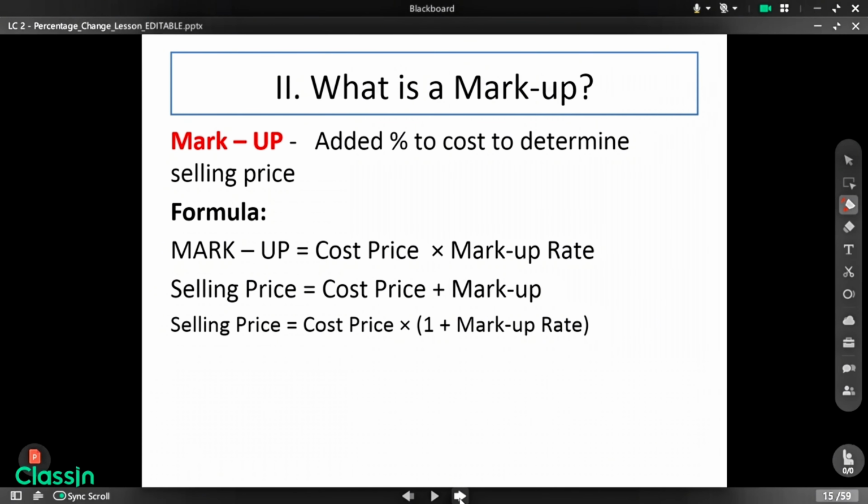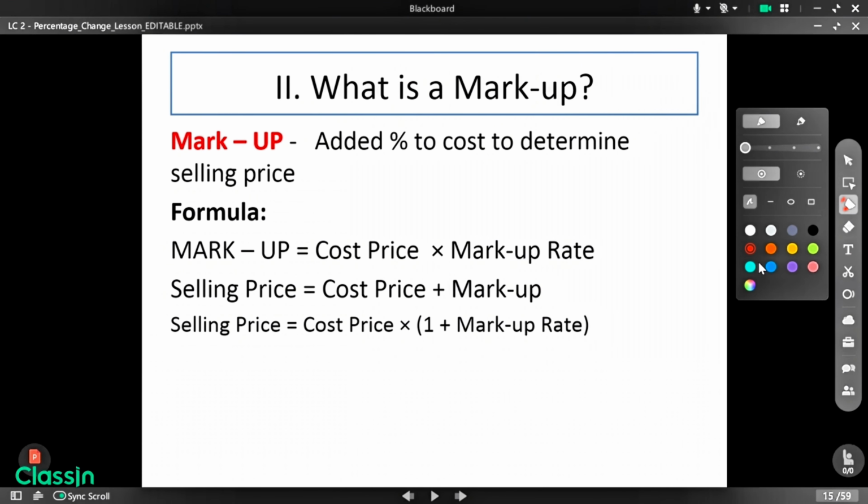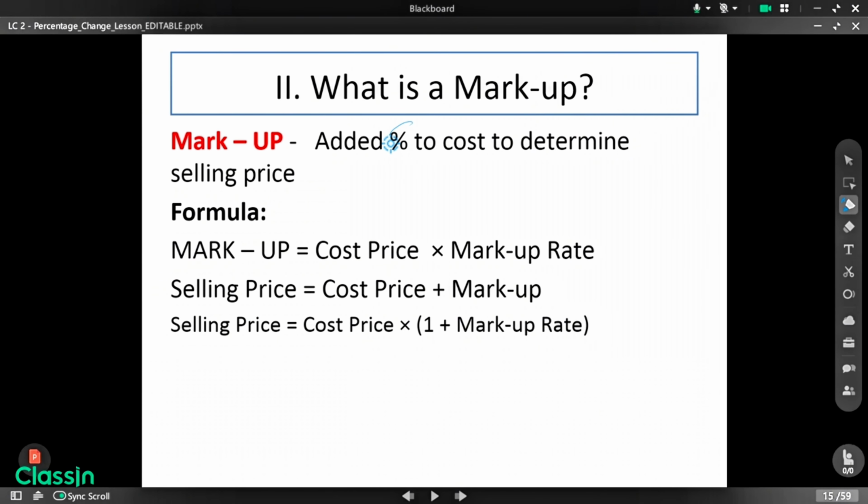But what is a markup? When we say markup, it is the added percent to cost to determine the selling price or the new price. Again, it is the added percent to cost to determine the selling price.